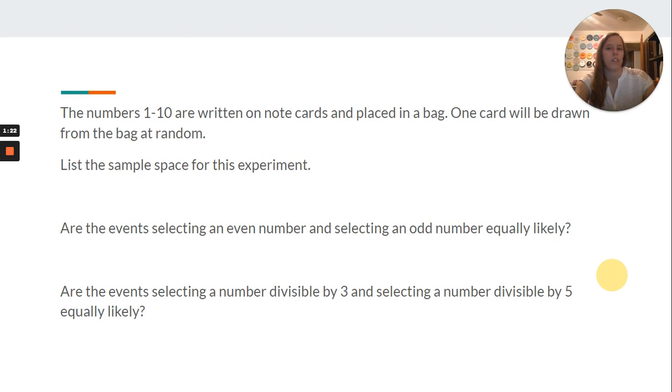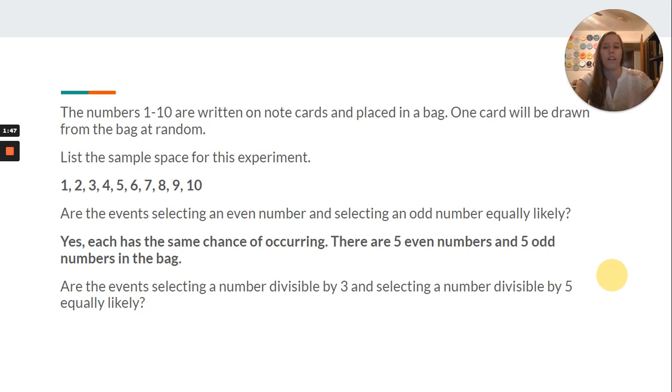Okay, next. So the numbers 1 through 10 are written on note cards and placed in a bag. One card will be drawn from the bag at random. List the sample space. Well, you could draw any number from 1 to 10. Are the events selecting an even number and selecting an odd number equally likely? Well, how many odd numbers do we have? 1, 3, 5, 7, 9. How many even? 2, 4, 6, 8, 10. So yes, they are equally likely because there are 5 even and 5 odd.